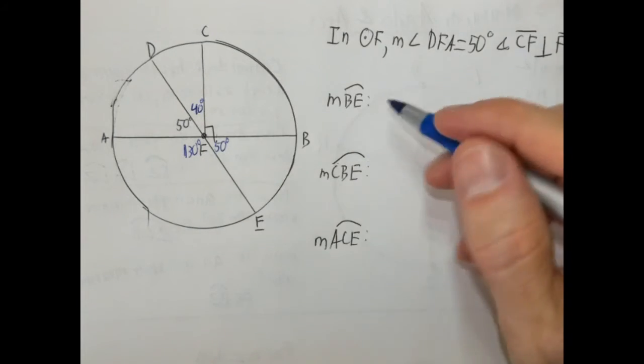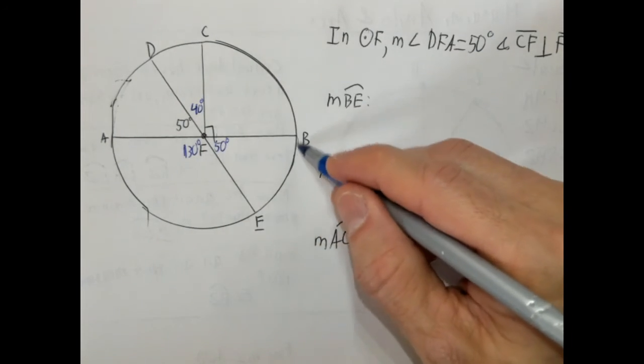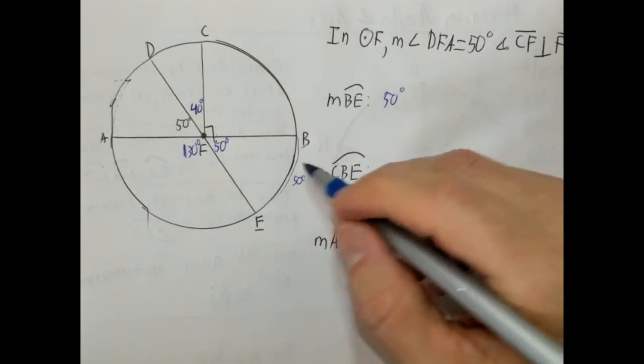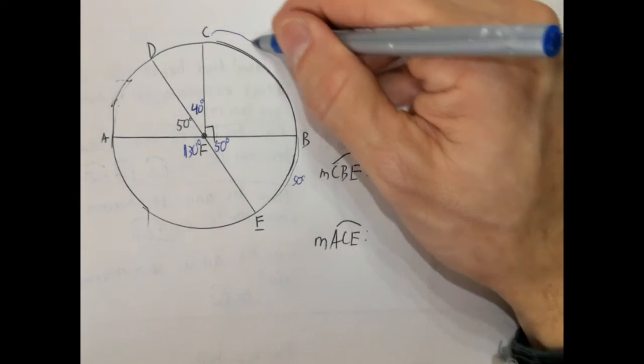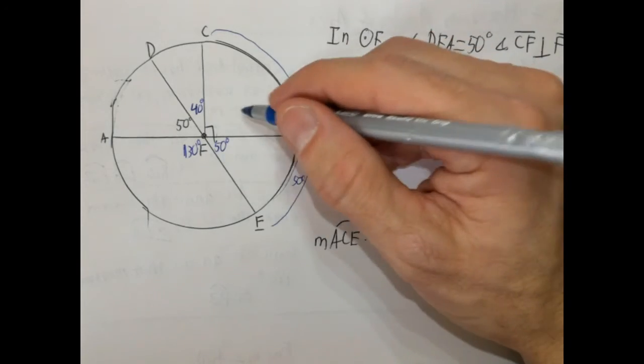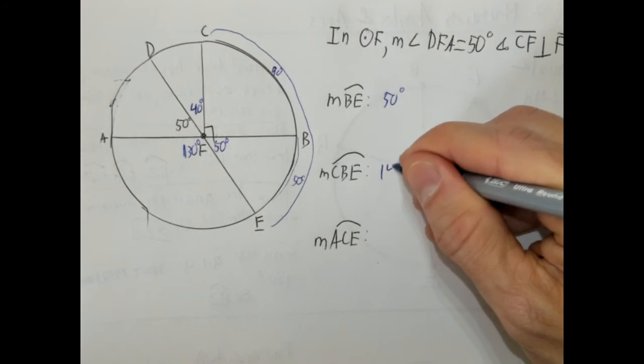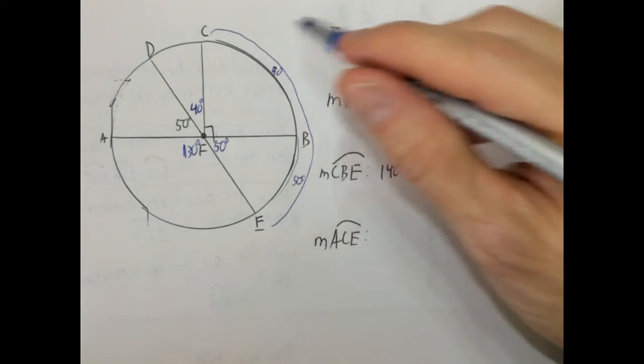Now let's look at the corresponding arcs. BE is here. This matches up with that. So this is 50 degrees. Okay. CBE. So CB is this one here. So we're going to add these two together. So this is 90. This is 50. So that's 140 degrees.